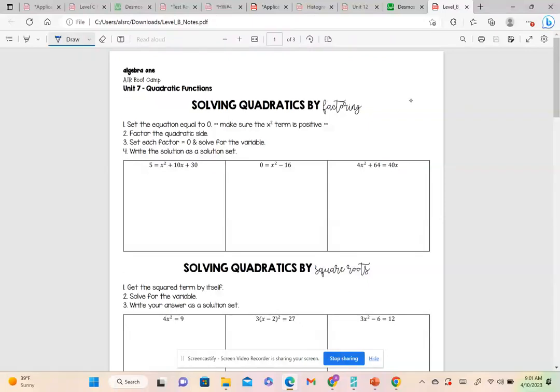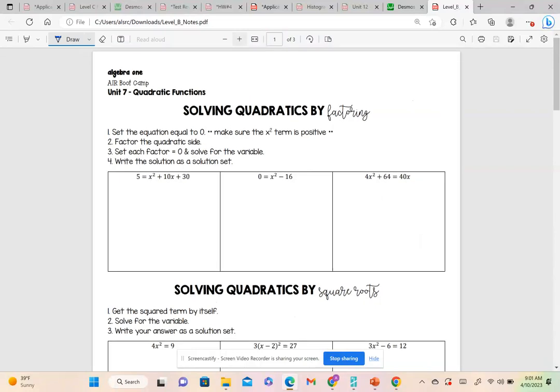Okay, now we're going to actually solve these by doing the 4 ways we solve them. So factoring, square roots, completing the square, and quad formula. Make sure that you're following the steps so you know what to do when asked. First thing, you want to make sure your equation is set equal to 0 and your x squared term is positive. Factor the quadratic side, set each factor to 0, and then write as a solution set.